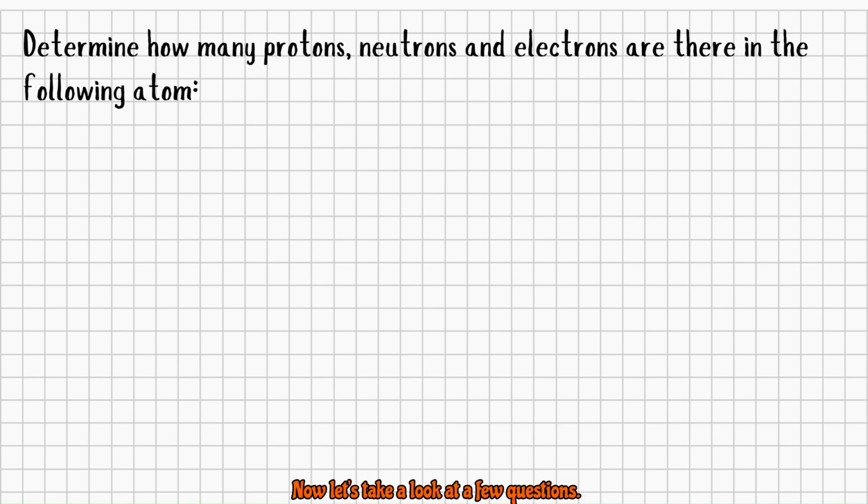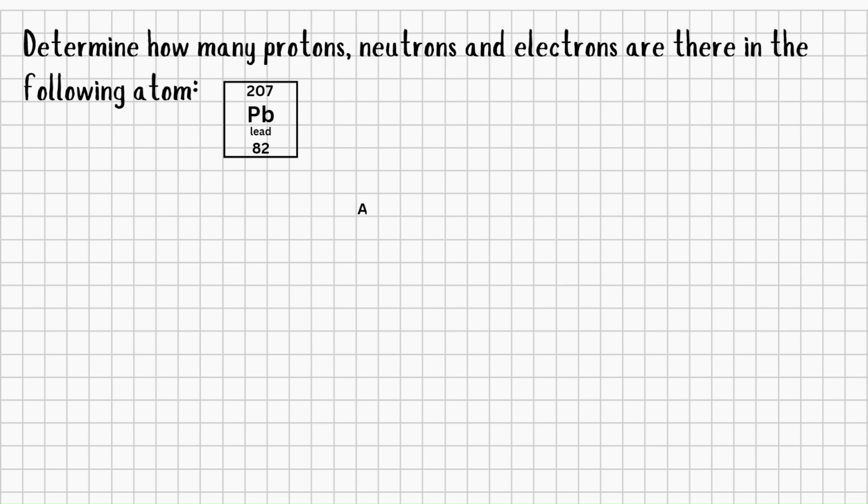Now let's take a look at a few questions. Question 1 is determine how many protons, neutrons, and electrons are there in the following atom. We have Pb, which is a symbol of lead. The mass number, which is the top number, is 207, and the atomic number, which is the bottom number or the smaller number, is 82.